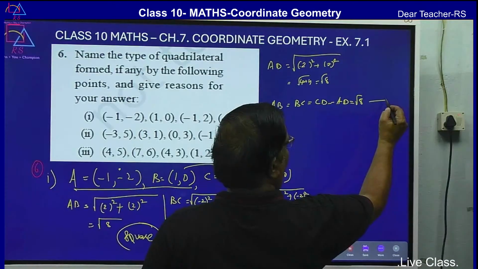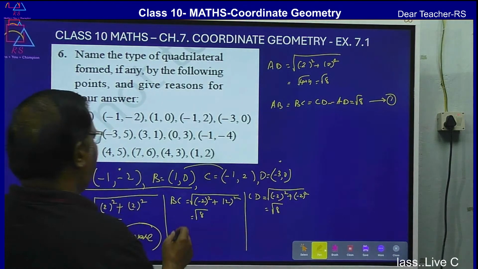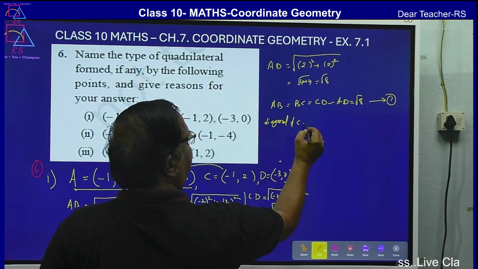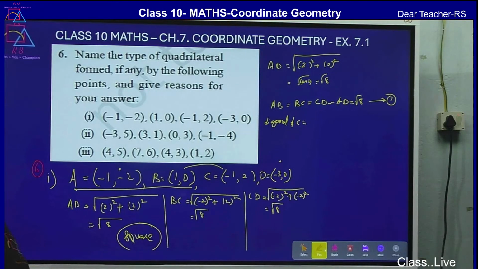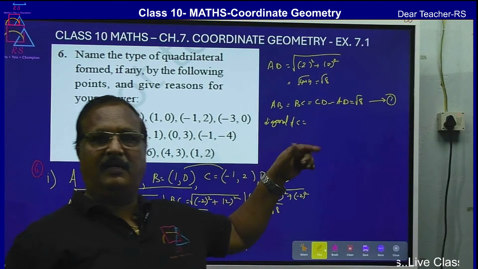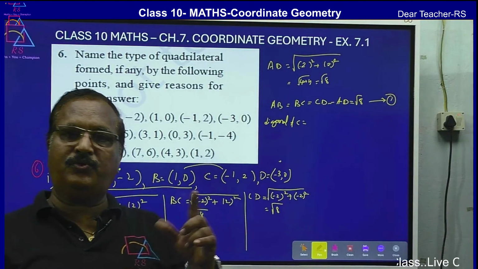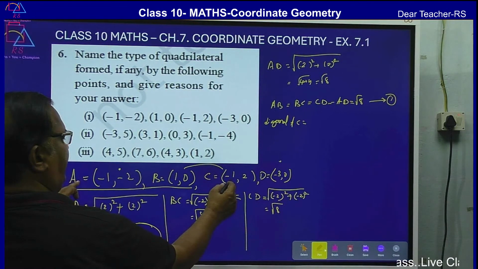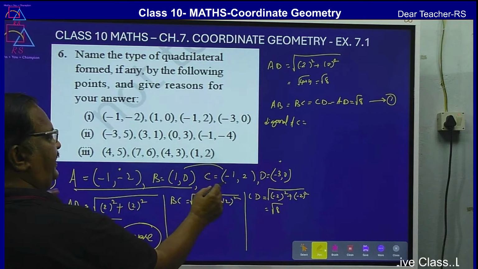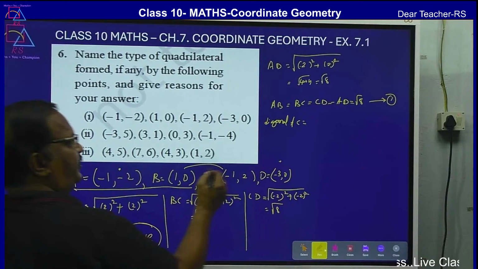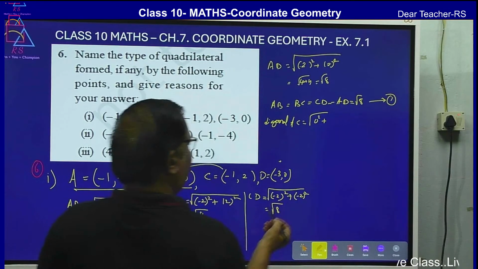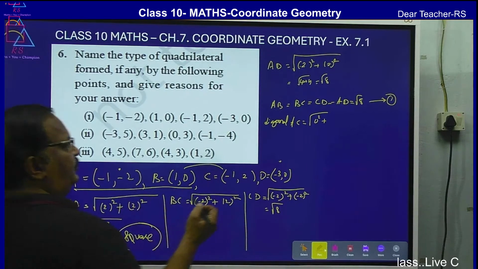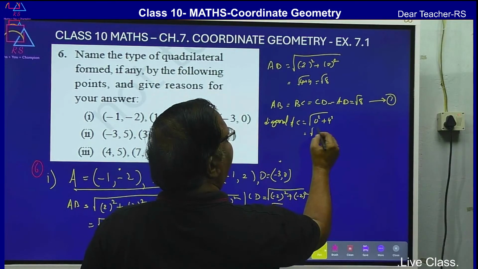So this is condition 1. Now the diagonals: AC is one diagonal. Let us find out AC also. If diagonals are not equal, then these four vertices belong to a rhombus. So now let us find out AC. A and C: minus 1 minus minus 1, that is 0. So 0 square plus 2 minus minus 2, that is 4, so 4 square is 16. So it is equal to square root of 16.